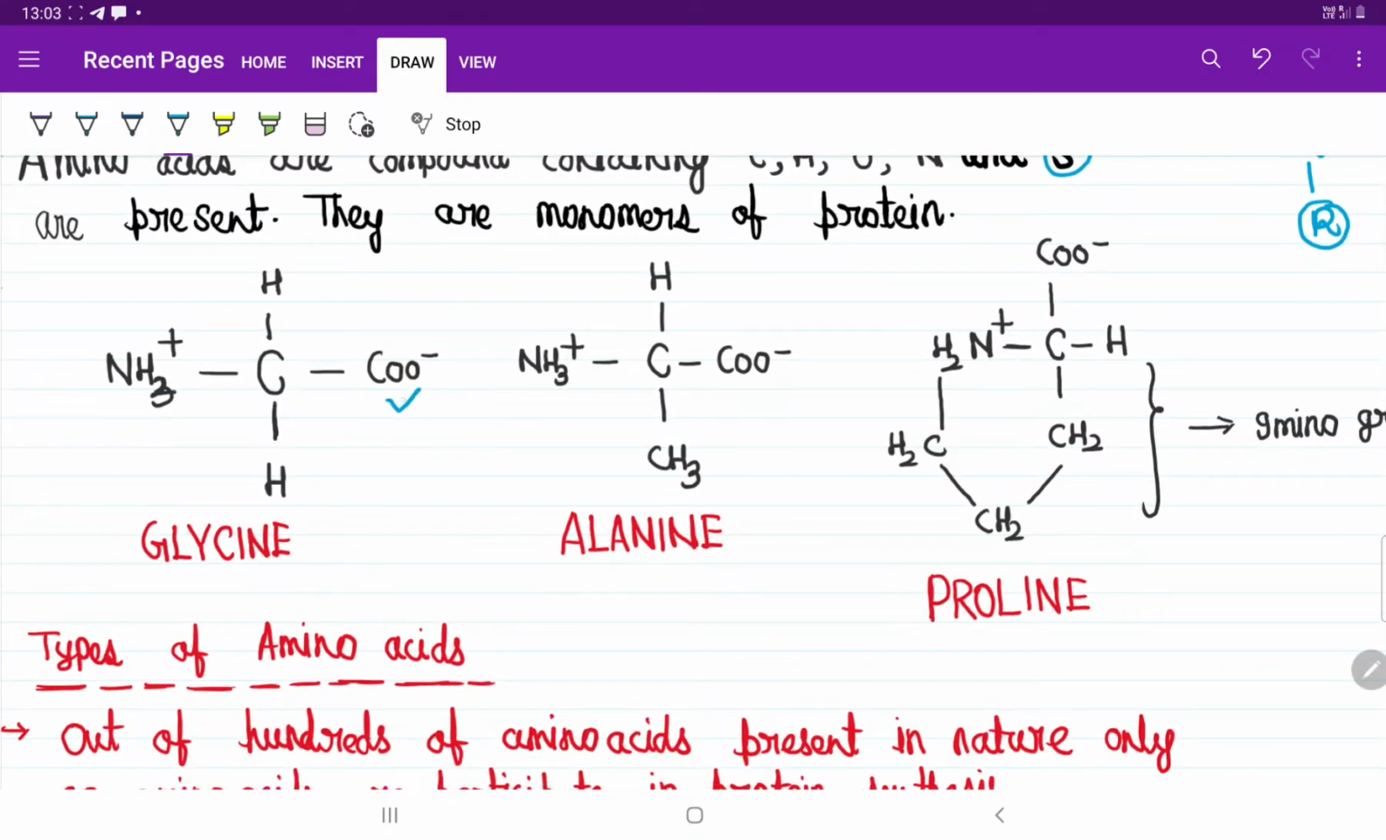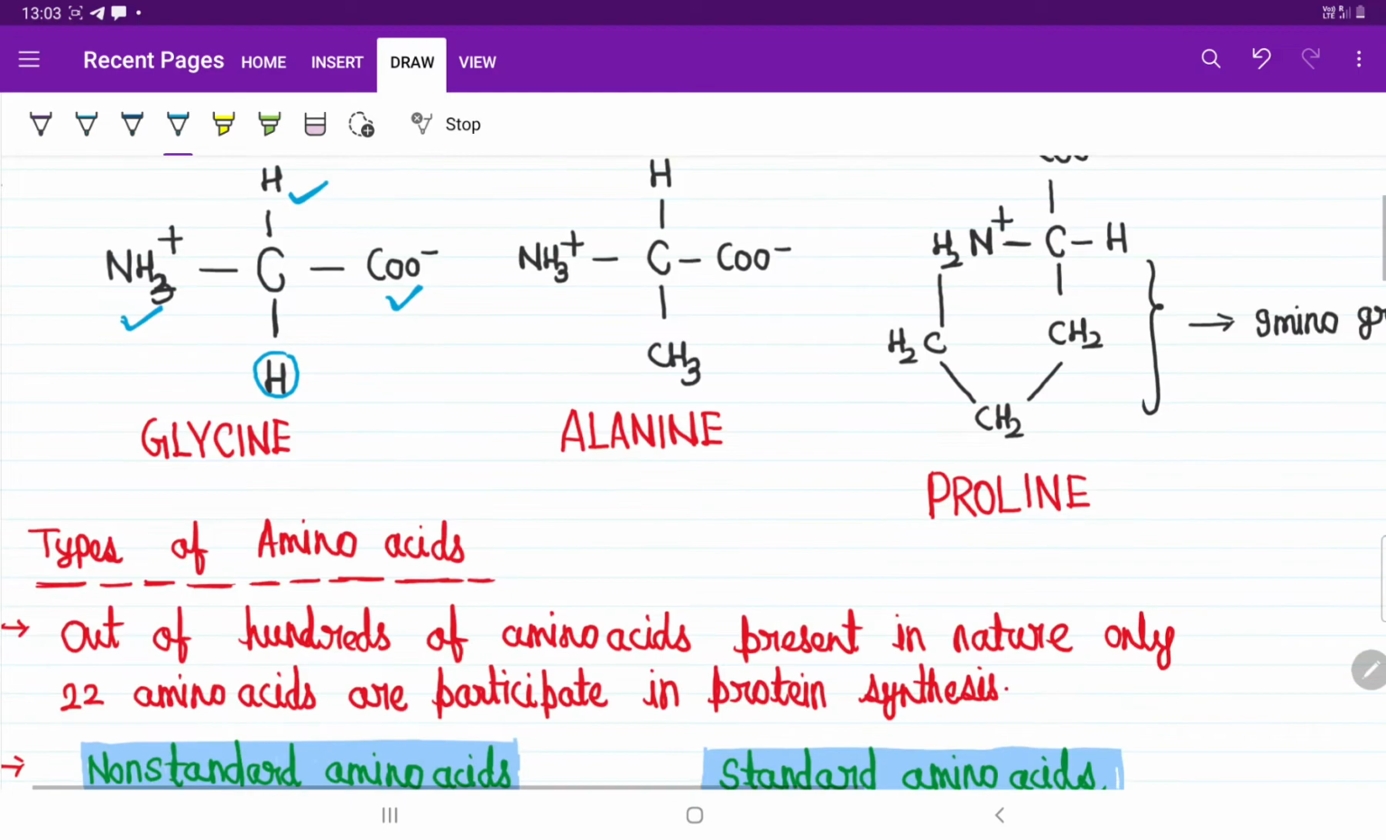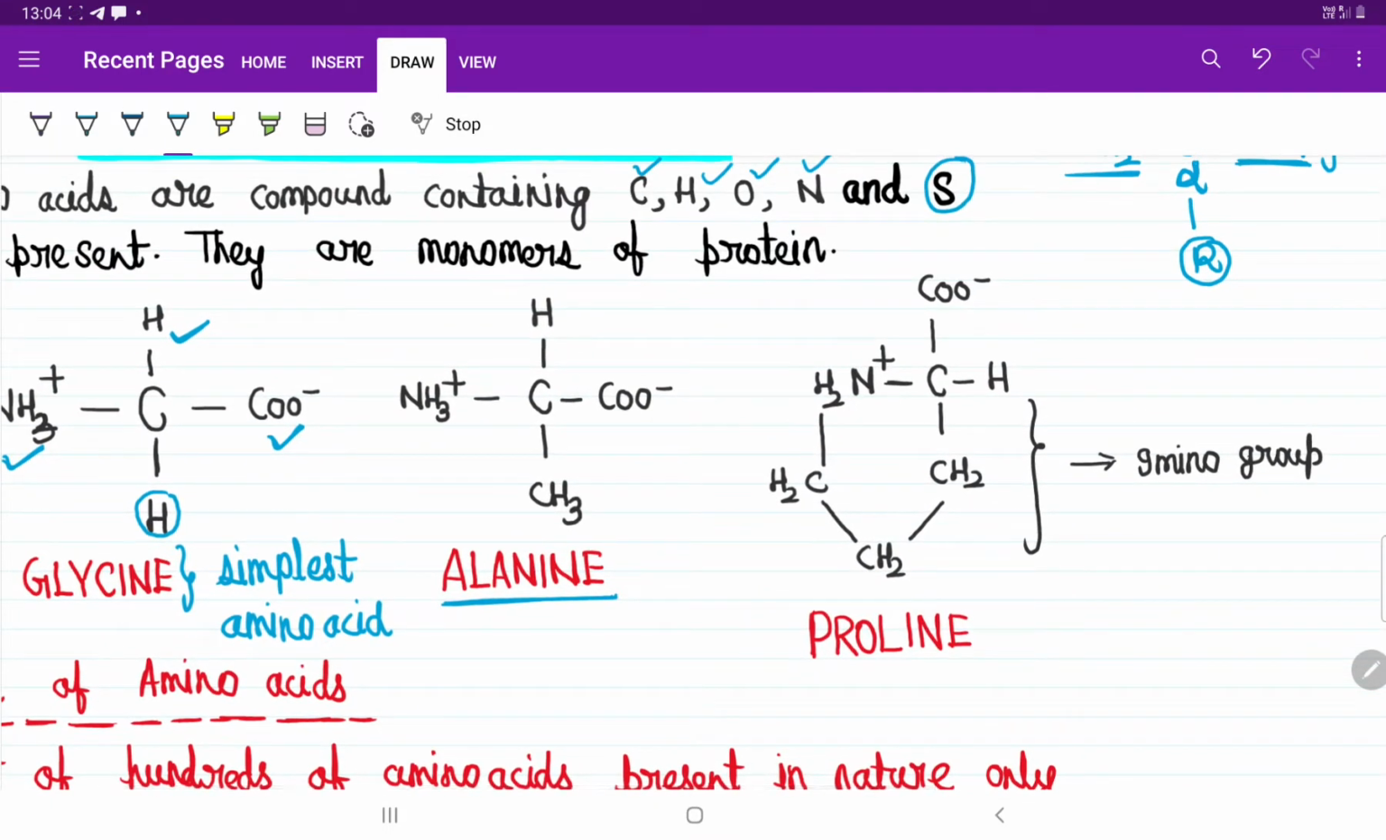Glycine has a carboxylic acid group, an amino group, hydrogen, and at the functional group position also hydrogen. So glycine is called the simplest amino acid. When in the functional group the hydrogen is replaced by one methyl group, we call it alanine. So alanine is another type of amino acid. We have many examples that we will see one by one in this video.